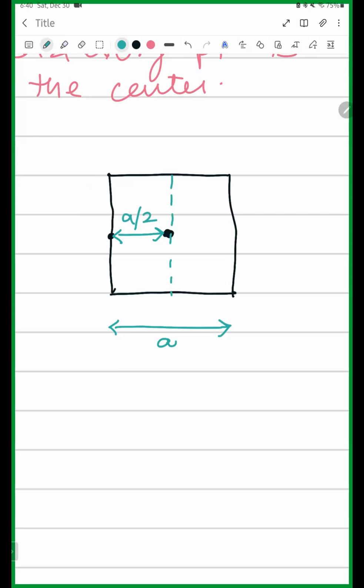Now, if I talk about this point, is the distance of this point from the center of the square the same as the distance of the other point? Let's name this point P and this point Q, and the center, let's name it O. So is the distance of P from the center and the distance of Q from the center the same distance? Is it equal?